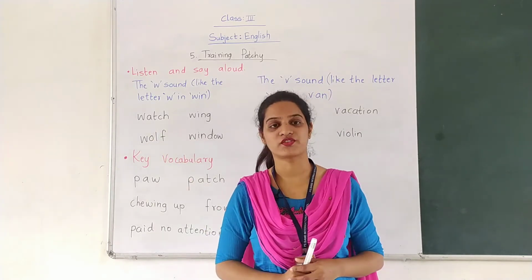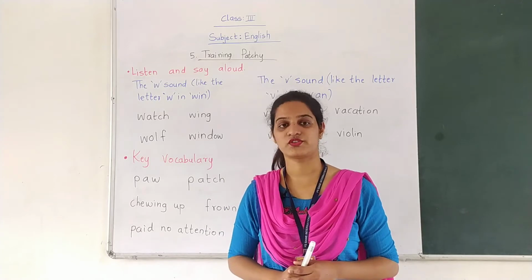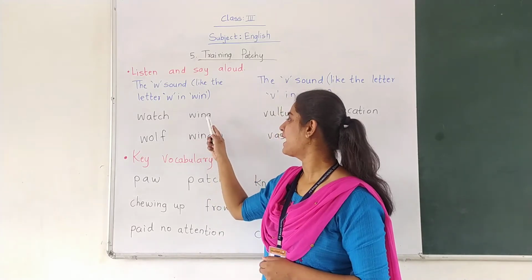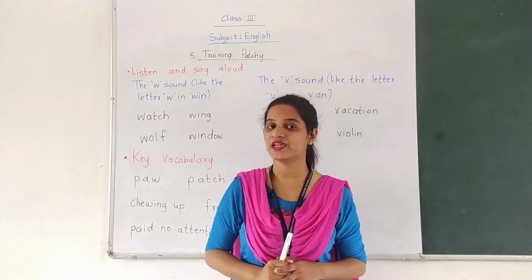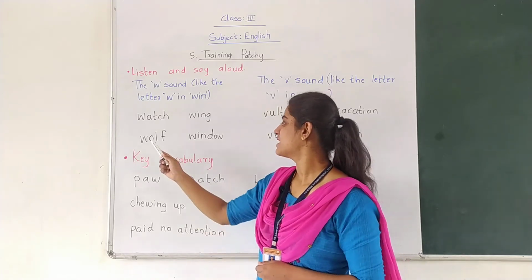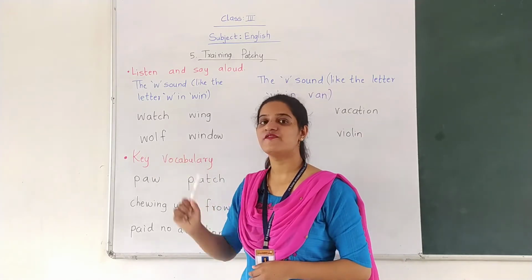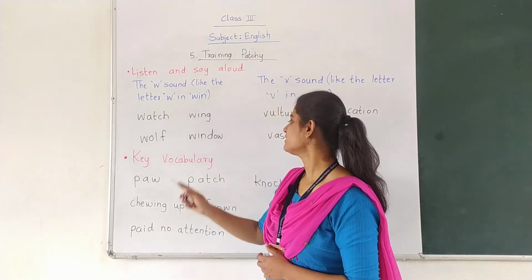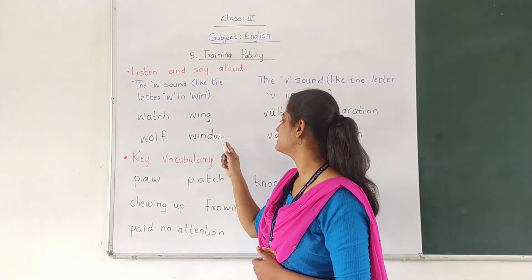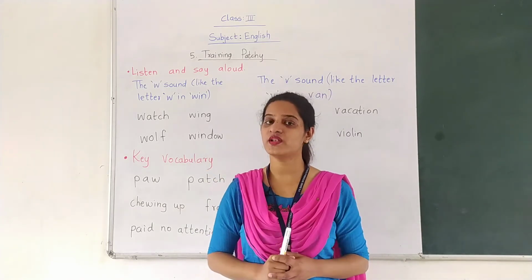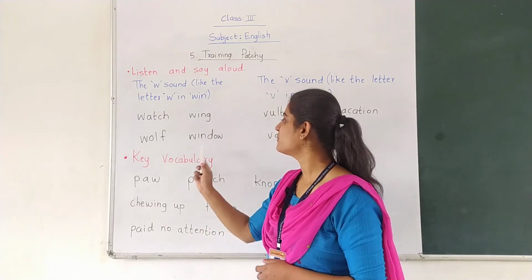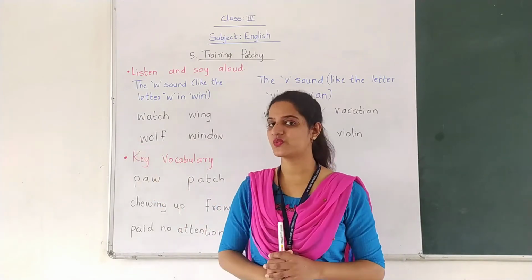W-A-T-C-H, watch. What is it? Watch. W-I-N-G, wing. Next, W-O-L-F, wolf. W-I-N-D-O-W, window. Okay. Now we read these W sound words.